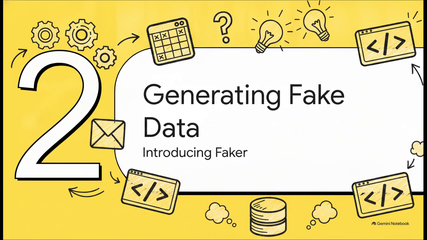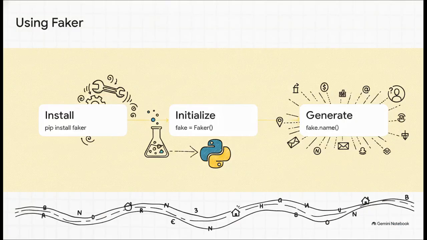Moving on to Section 2, generating fake data basics. Introducing Faker. Let's look at the solution and see how elegant this workflow actually is. Setting this tool up is a total breeze. Step 1, you just install it via pip. Step 2, you initialize it by creating a Faker instance. Assigning it to a variable, like fake, gives you this remarkably powerful object loaded with built-in data generators.